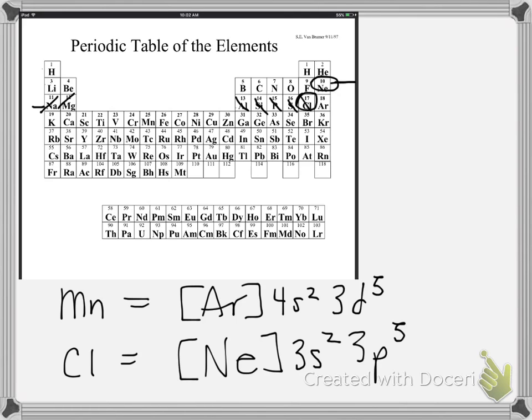And you can double check yourself conceptually. That jives with what you should know, that noble gases have a full S and P. They're S2, P6, and chlorine is one short of being like a noble gas.